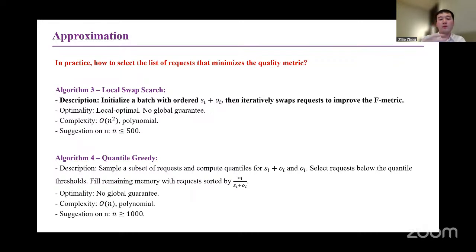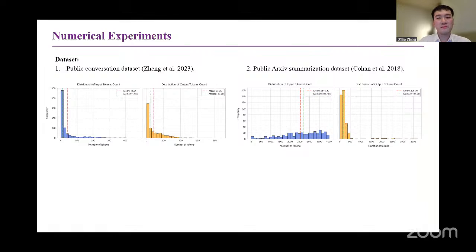And when n is much larger, there's a very approximate algorithm called quantile greedy. We sample a subset of requests and compute its quantiles for Si plus Oi and Oi. Then, based on these quantile thresholds, we fill the remaining memory with requests sorted by Oi divided by Si plus Oi. So it's a very approximate way. Usually we suggest algorithm 3, and I think it is enough for real use. Then let me introduce some numerical experiments.